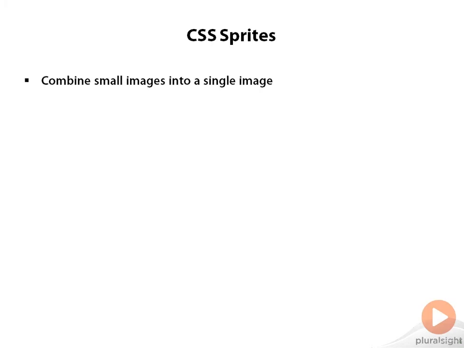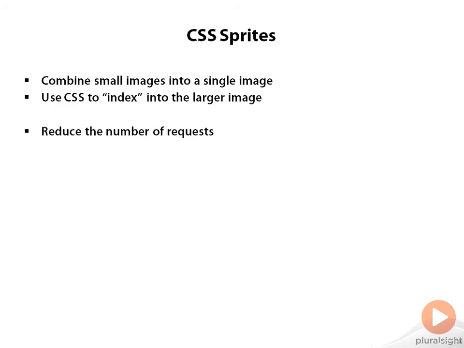And the idea is, instead of having a lot of small images that you reference individually from your page, you can actually combine all those small images into a single larger image, make one request, and then use CSS to index into that single larger image to pull out the small image that you need. And again, the goal is to reduce the number of requests that are made. Typically you don't do this for medium or large size images, but there are lots of little images for borders and logos and things like that on a site that can be combined into sprites.